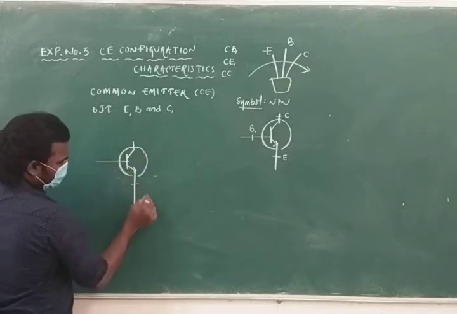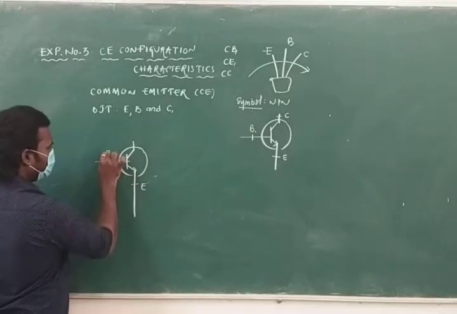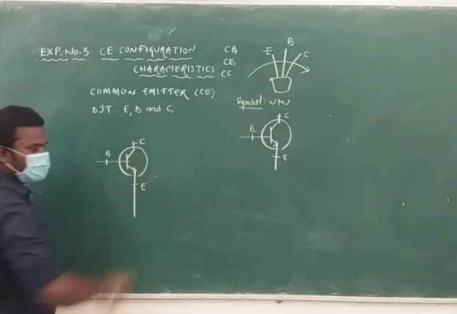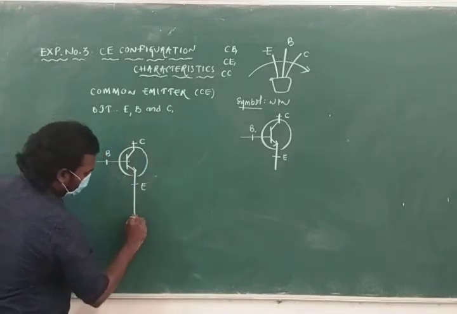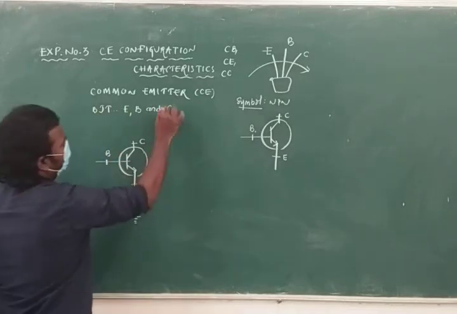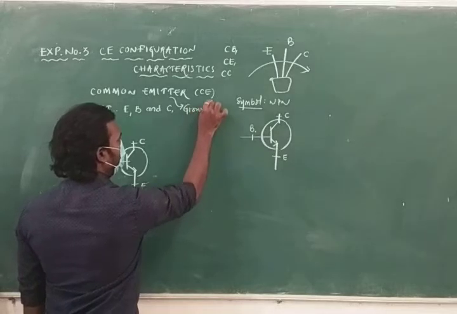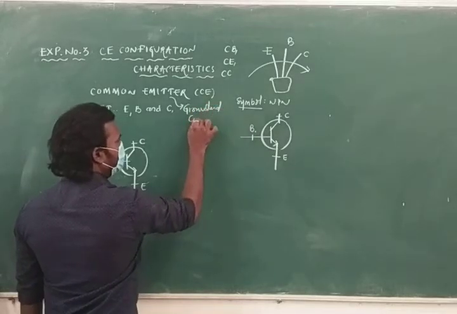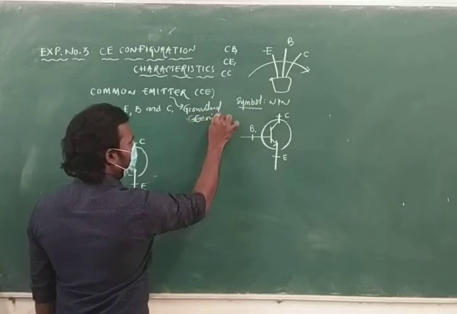This terminal is what? This one? This one is? Emitter has to be common for the base and collector so that it will be grounded. So that common emitter is also called grounded emitter configuration. Common emitter configuration is also called grounded emitter, in which emitter is what? Grounded.